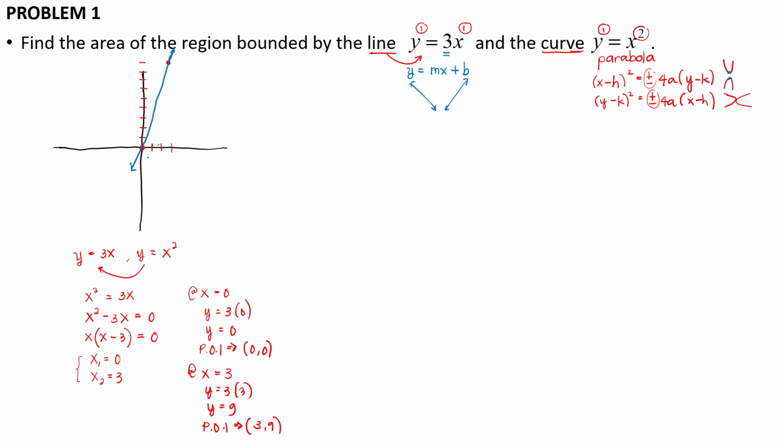Okay, so this is our line here. Don't forget to label the parts. So this one is y is equal to 3x.